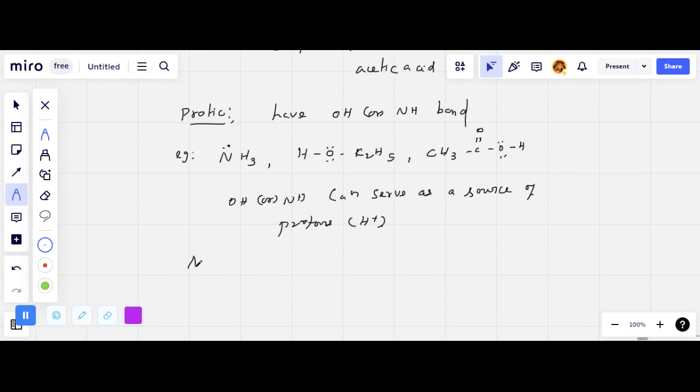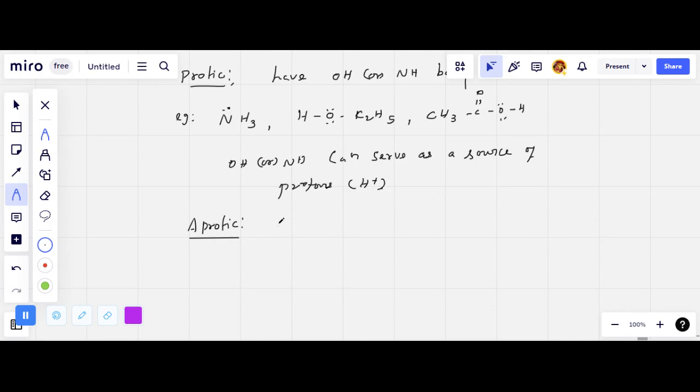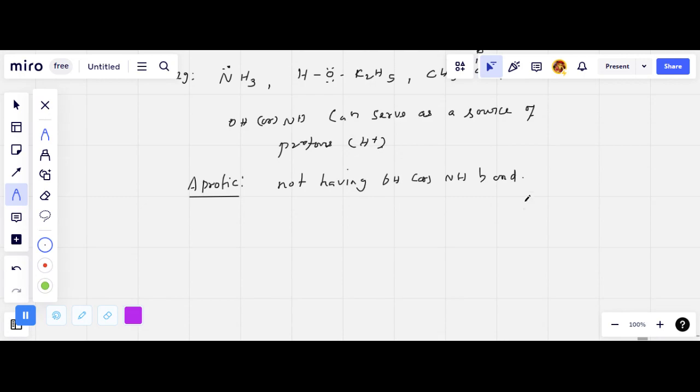Okay, but what do you mean by aprotic? Aprotic means not having an OH or NH bond. So if it is like that, it is aprotic, but still it is polar, but aprotic. It cannot be a source of H plus ions.